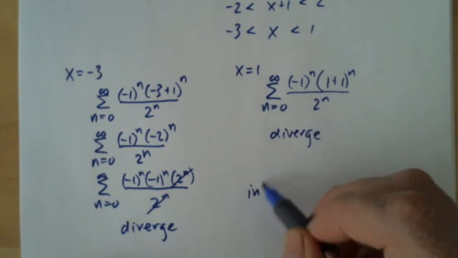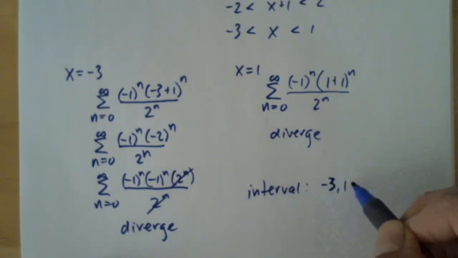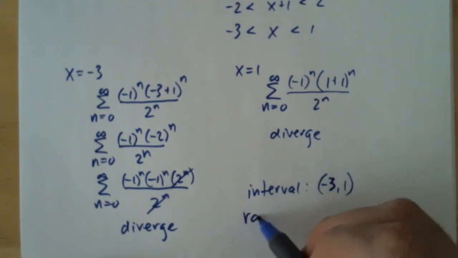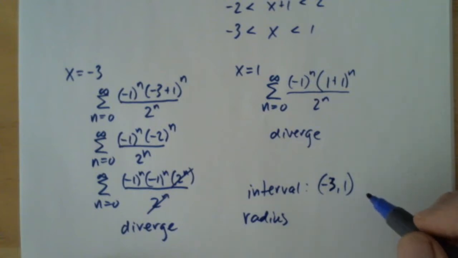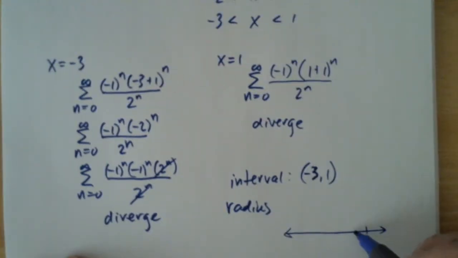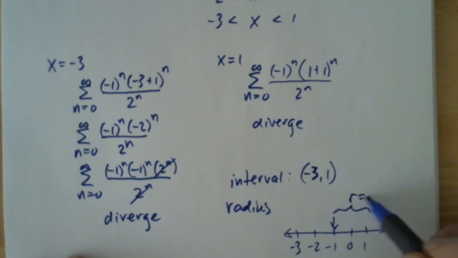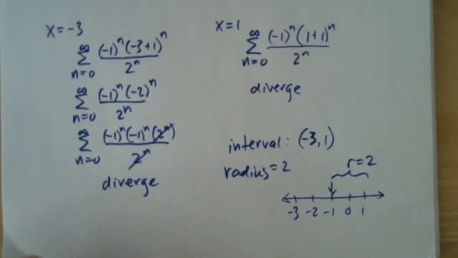So we can say that the interval is negative 3 to 1, and the radius, if it's centered at 1, no, centered at negative 1. So if we have 1, 0, negative 1, negative 2, negative 3, then we must be centered at negative 1 with a radius of 2. Radius of convergence.